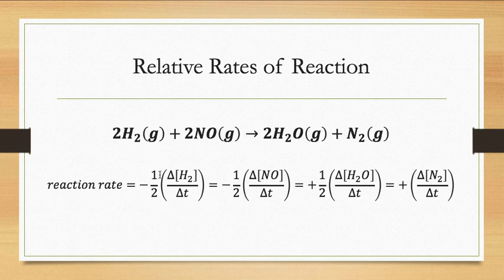Because -1/2 the change in H2 will be equal to -1/2 the change in NO, since they have the same coefficients. And that'll be equal to +1/2 the rate of change for H2O, because it also has the same coefficient, but now it's a product, so it needs to be positive, right? Because the changes will be opposite in sign. And +1/1 will be equal to the rate of change for N2, since the coefficient here is 1. Okay, so they all can be related based off of their stoichiometry that way.